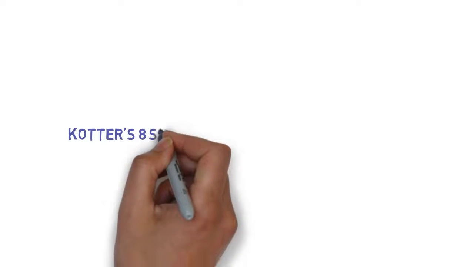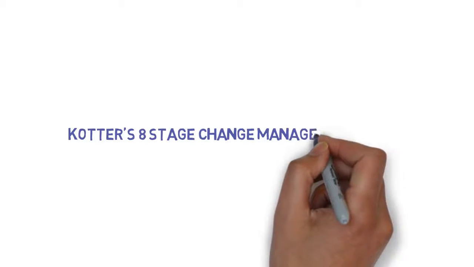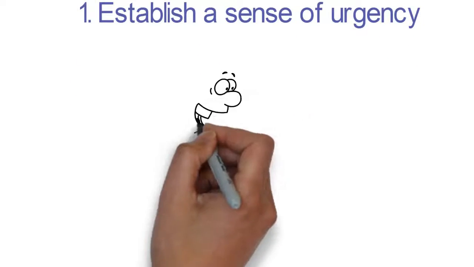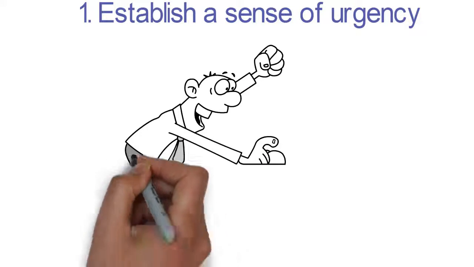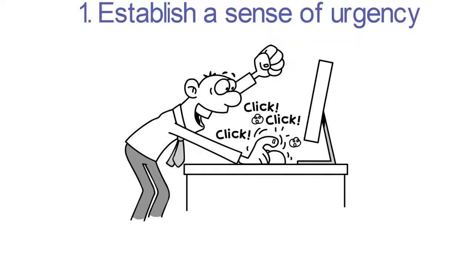John Kotter sets out 8 steps for managing change, which managers and change leaders should follow if a change initiative is to succeed. Firstly, establish a sense of urgency. All concerned by the change initiative must understand why the change is necessary and that it has to happen urgently. If you don't feel the change is urgent, you won't feel it is important.